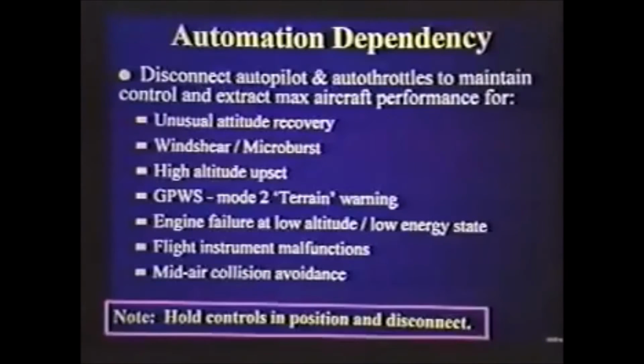This yellow stuff on the bottom, hold controls in position and disconnect, that came from Dale Rance. Dale Rance is the chief test pilot, Boeing 747 project. Dale said, "Van, I agree with you on all of these issues here, that they need to be disconnecting their autopilots and auto throttles. But be sure and remind them of this. When they disconnect, hold the controls tightly." And there's good accident history on this.